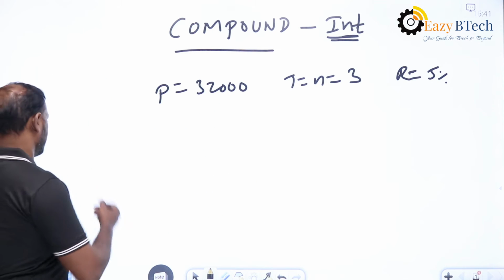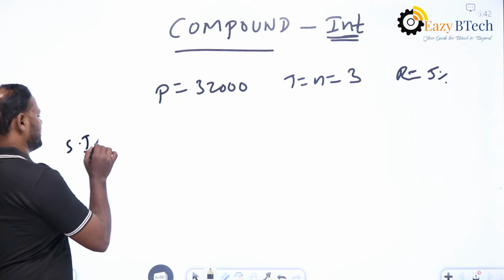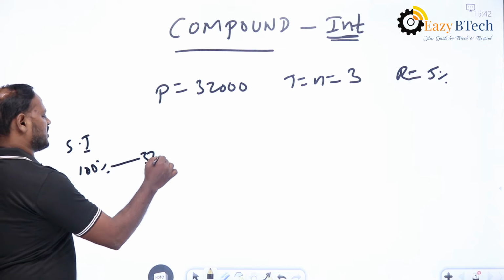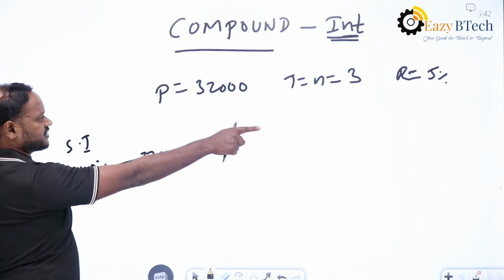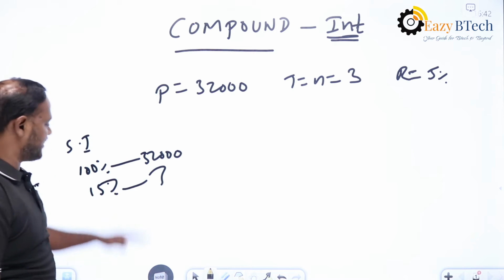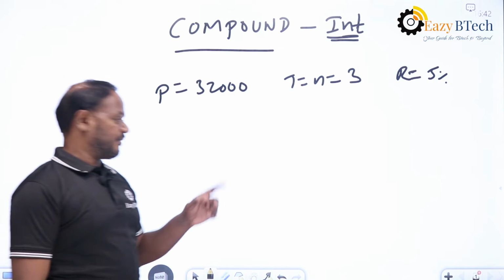Simple interest, direct step is what? Simple interest is equal to, come on. Simple interest is equal to 100% value is given as 32,000. Every year 5%, 15% value is what? This is simple interest story. But I don't want simple interest. I want compound interest. If I go for the basic method one.